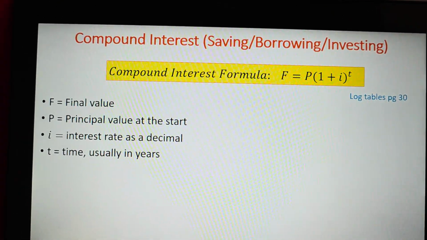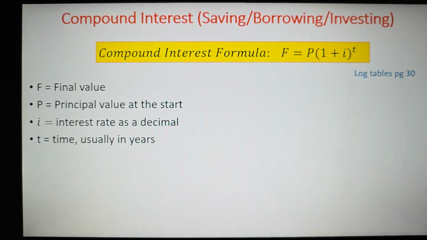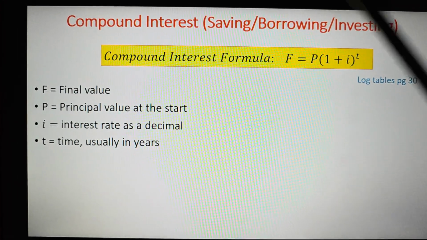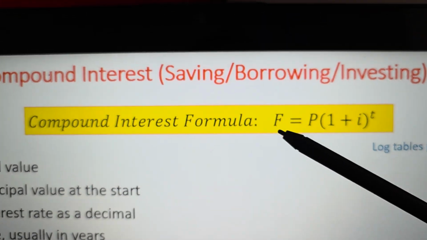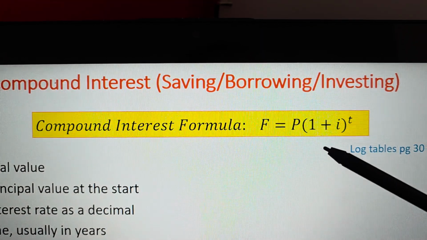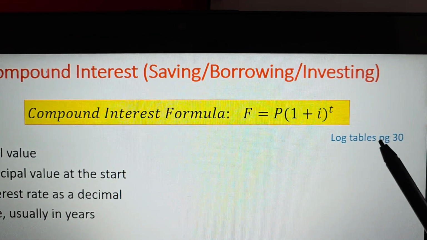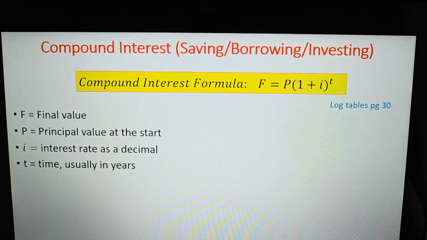Looking at compound interest. Now we'll use compound interest for saving money, borrowing money and investing money. That's when we will use the following formula. So the compound interest formula, F equals P by 1 plus I to the power of T. Now, this formula is found on page 30 of your log tables booklet. So I'll just show you that.